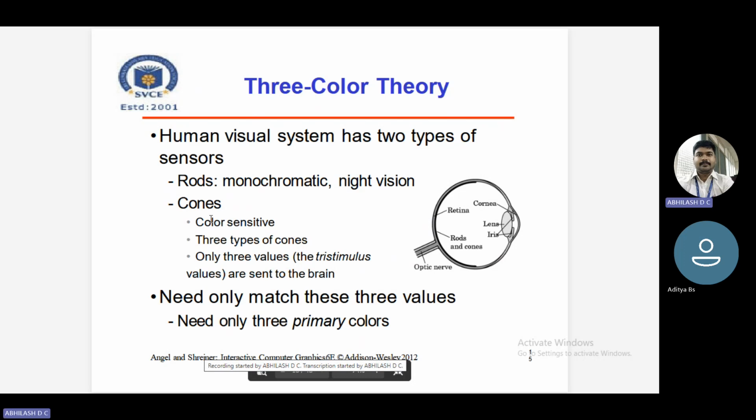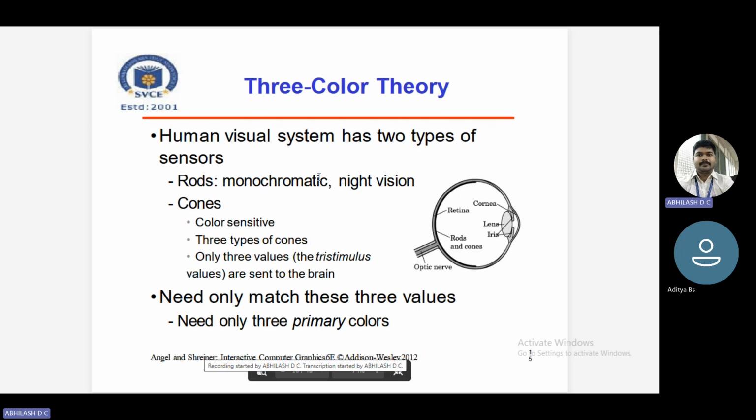The human visual system has many sensors. The sensors are called rods and cones. So there are two types of sensors, rods and cones, right? Rods are the cells which work at night when there is no light. Cones are sensors which can detect light color, meaning they work in the morning, in daylight.